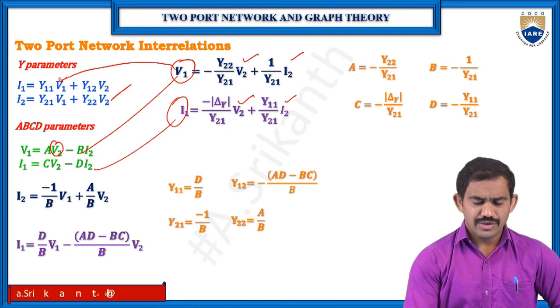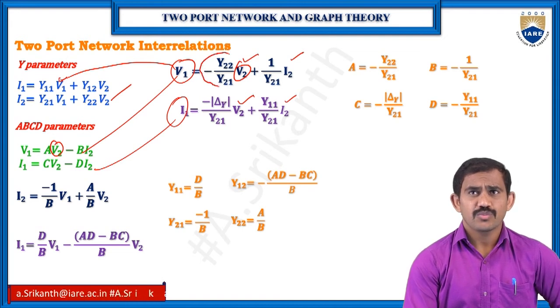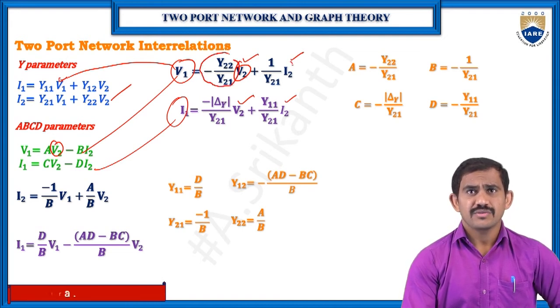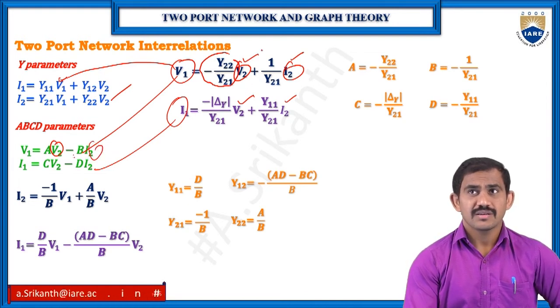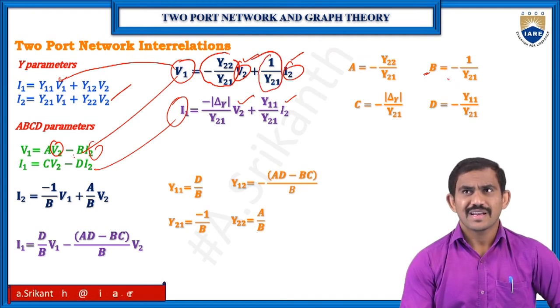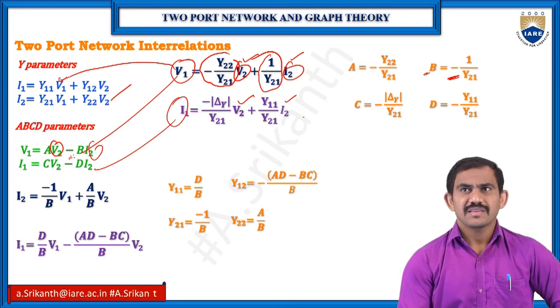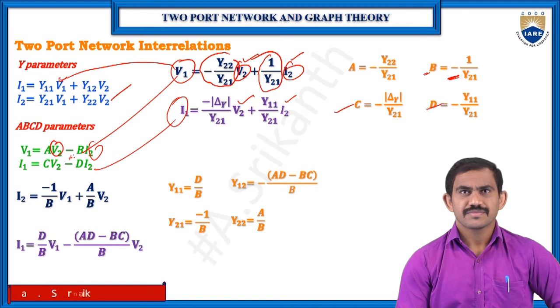So V2, V2, and here we have minus Y22 by Y21. And here I2, I2, here minus B equals to. But we write B equals minus 1 by Y21. So here we have the minus value, meaning we are comparing with minus. Same thing for the C and D values.